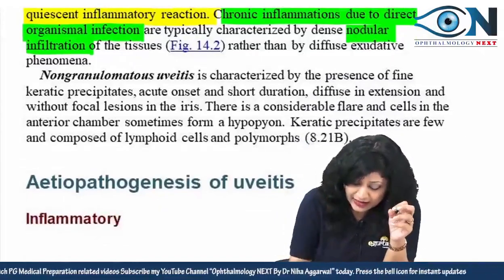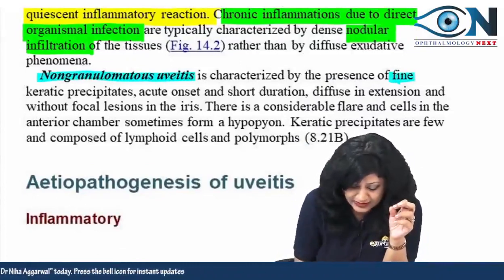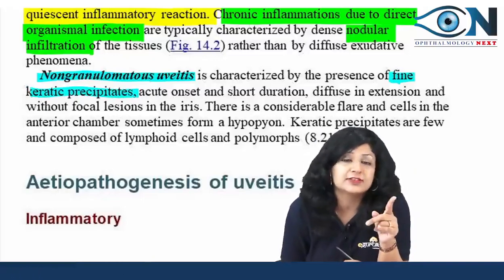While on the other hand, if I have non-granulomatous uveitis, here I will have fine KPs that I told you, and these fine KPs are the lymphocytes.